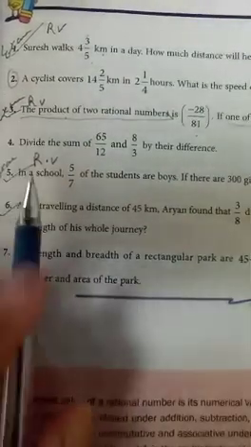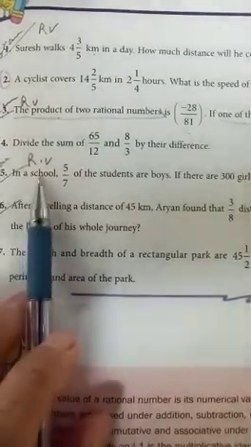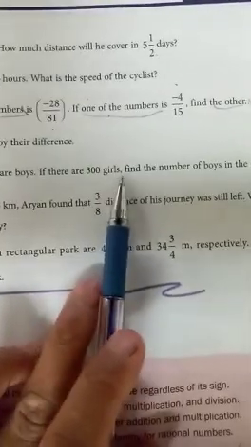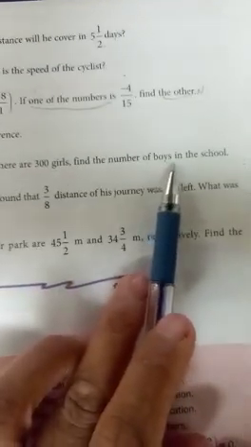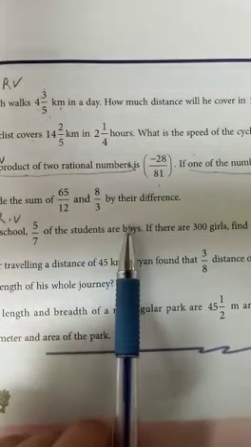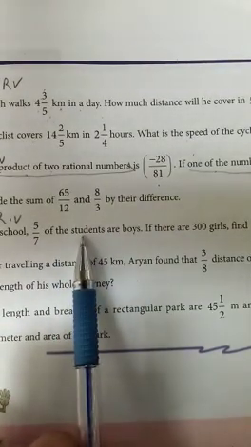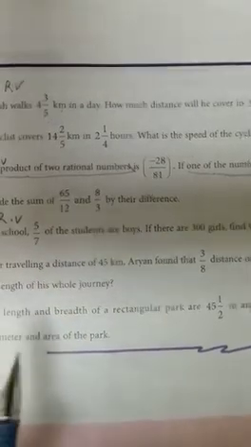Next, we'll see question 5. In a school, 5 by 7 of the students are boys, and 300 are girls. What we have to find is the number of boys in the school. The students include both boys and girls, so we don't know the total number of students.